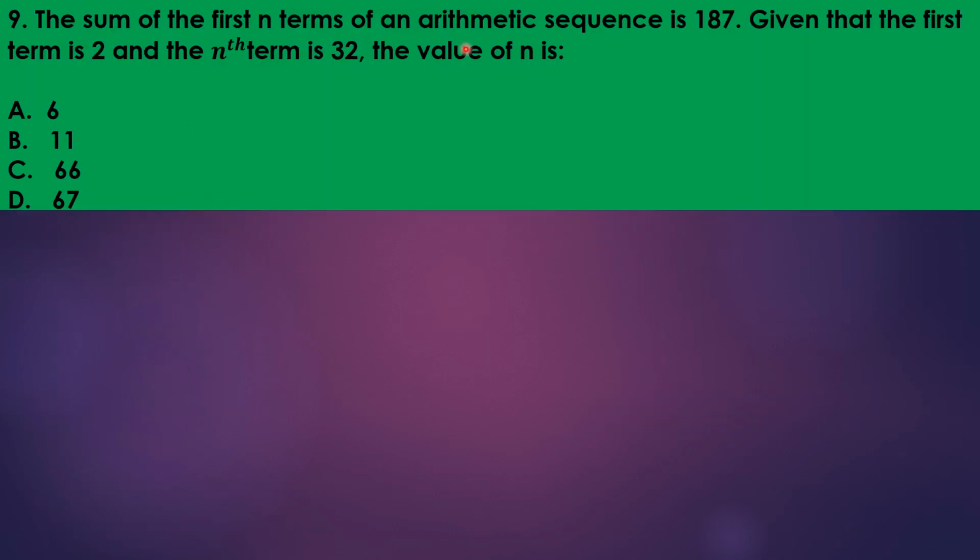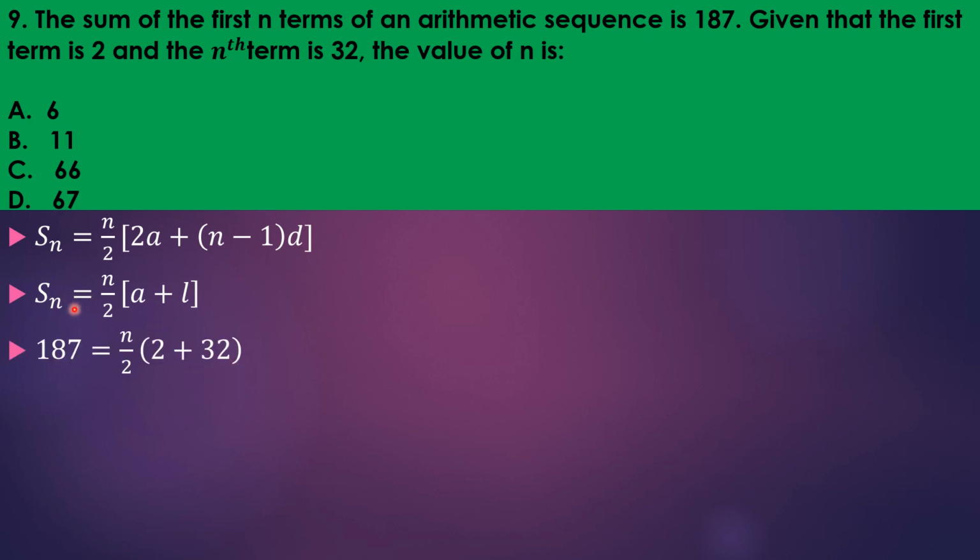The sum of the first n terms of an arithmetic sequence is 187, given that the first term is 8 and the nth term is 32. The value of n is, all right, so the sum of the first n terms of an AP is just n over 2 into 2a plus n minus 1 times d. So you can rewrite that as n over 2 times a plus l, where l is just the last term, right? So I'm going to use this because they've given us the last term.